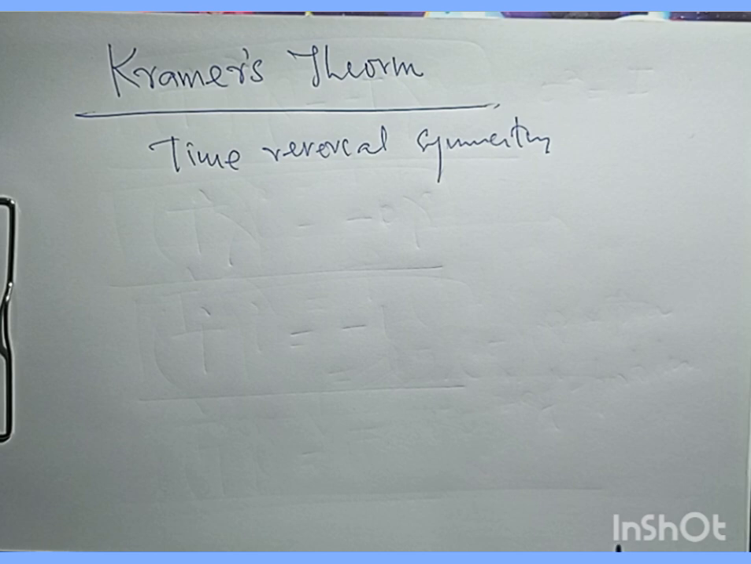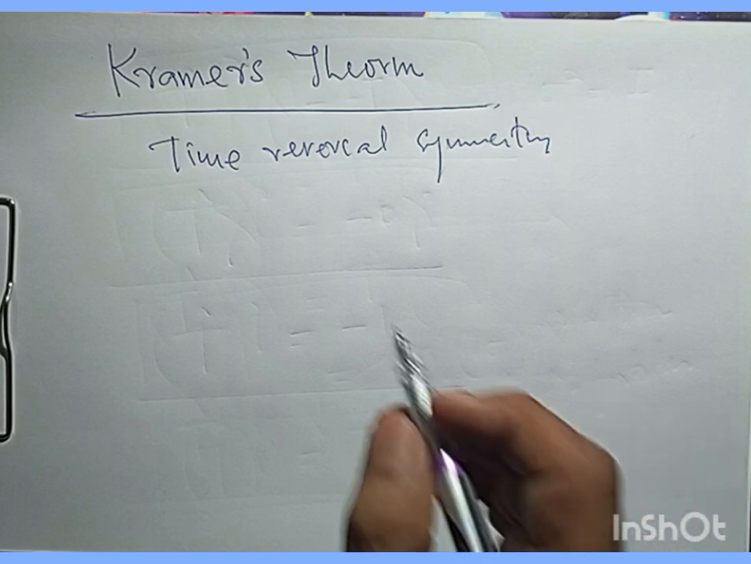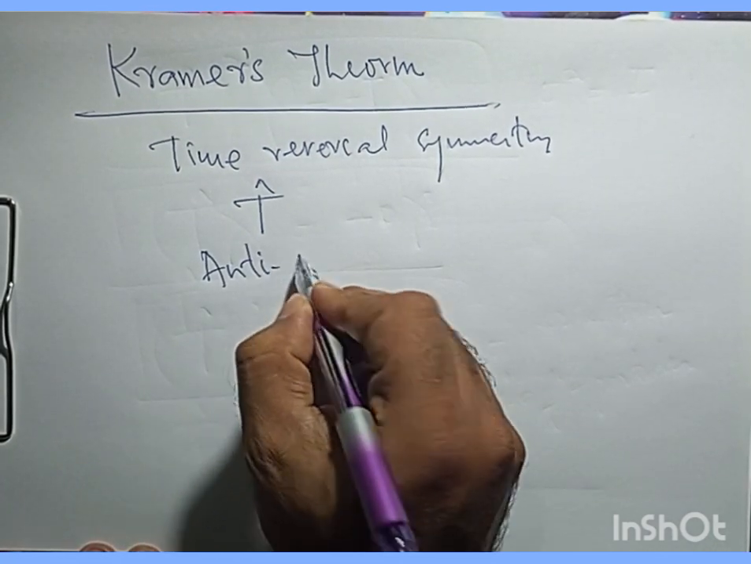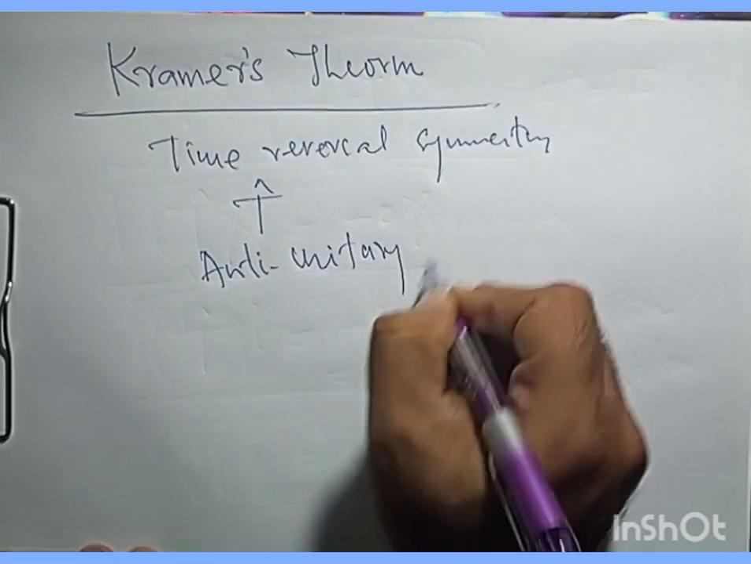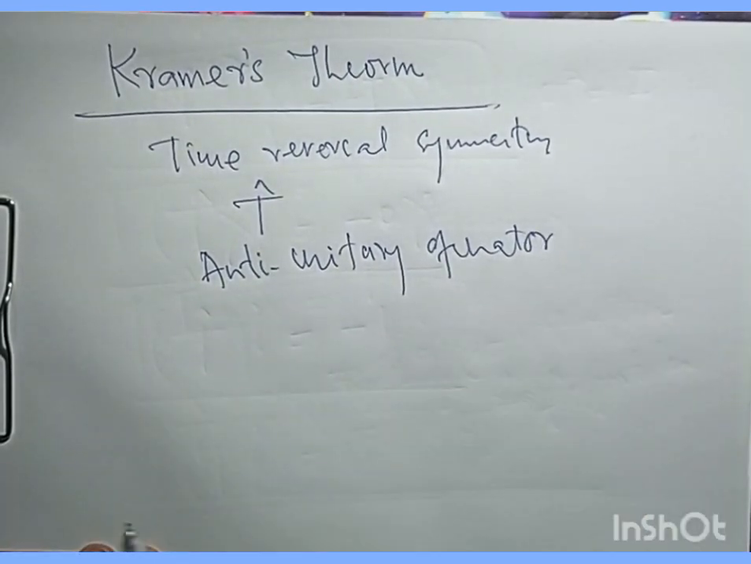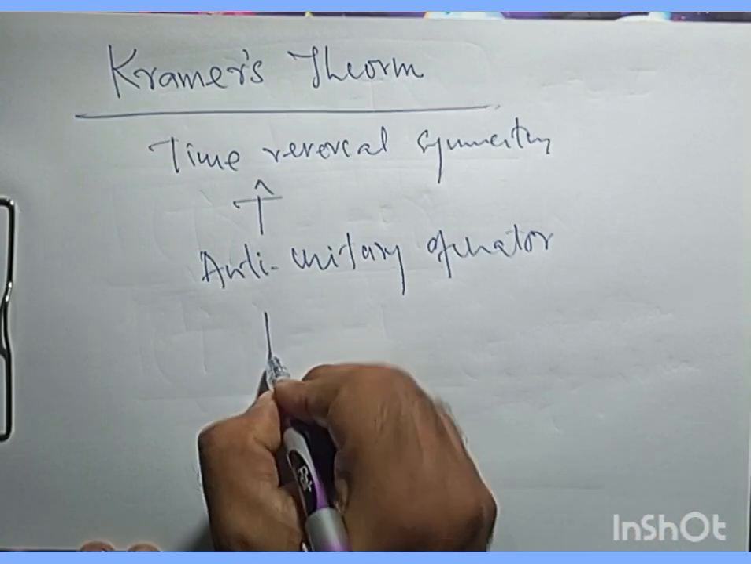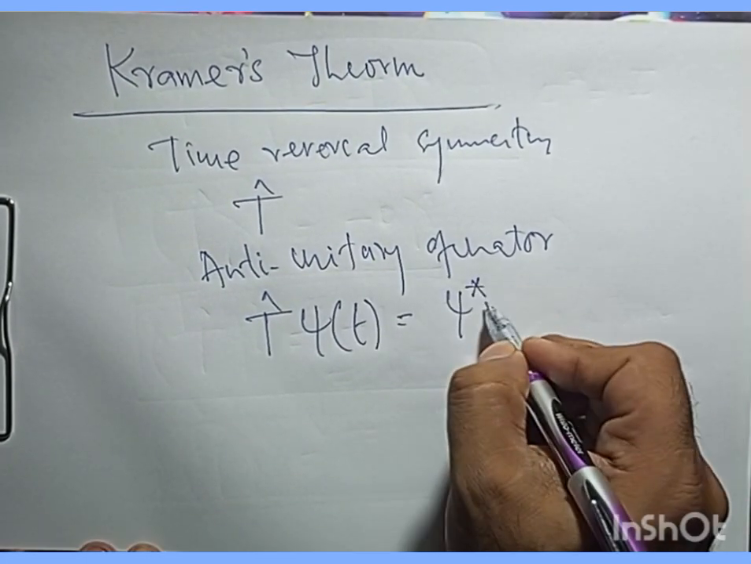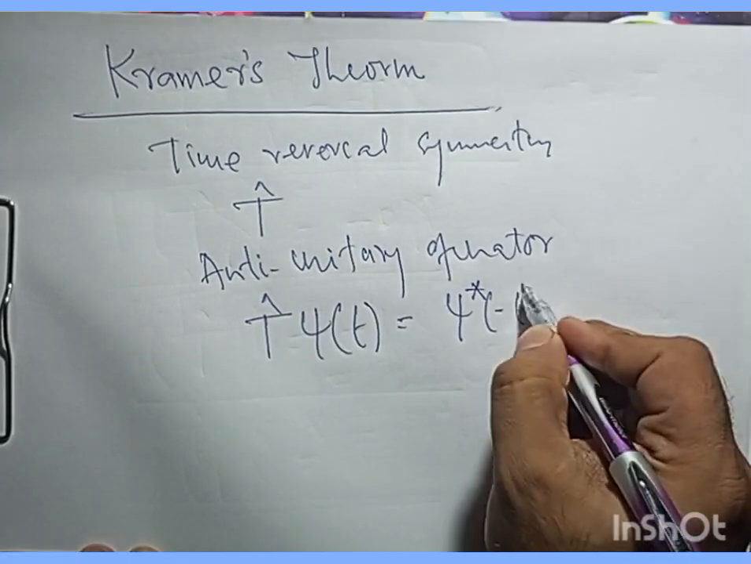Now, time reversal symmetry, as we have talked about in the previous video, we have a time reversal operator, that is T cap, and this operator in quantum mechanics is an anti-unitary operator. So what does that mean? That means that this operator transforms the quantum state of the system in accordance with, if I have the time reversal operator acting on a state psi, what I obtain is the complex conjugate of psi at minus t.